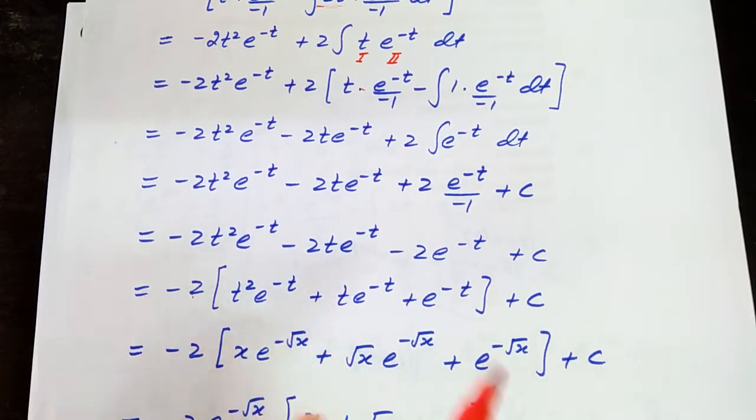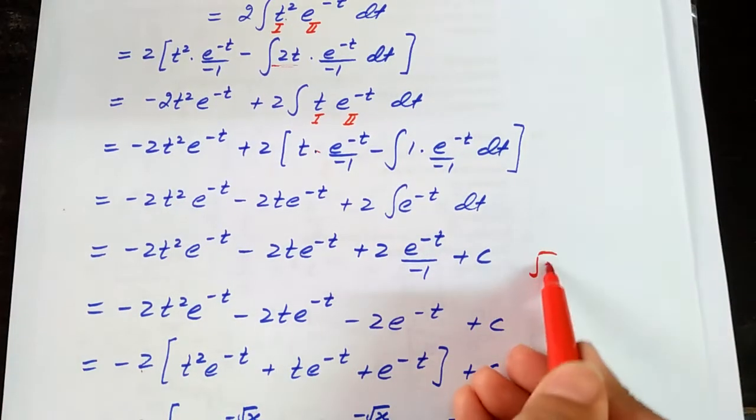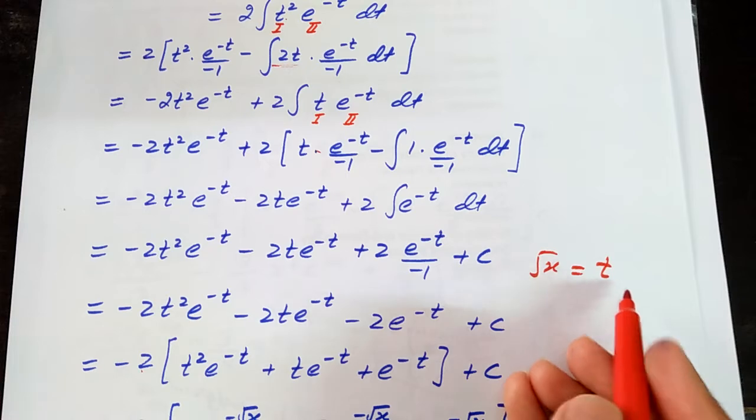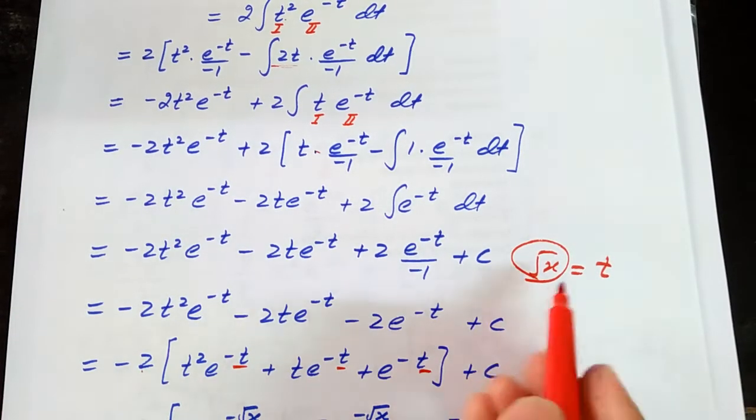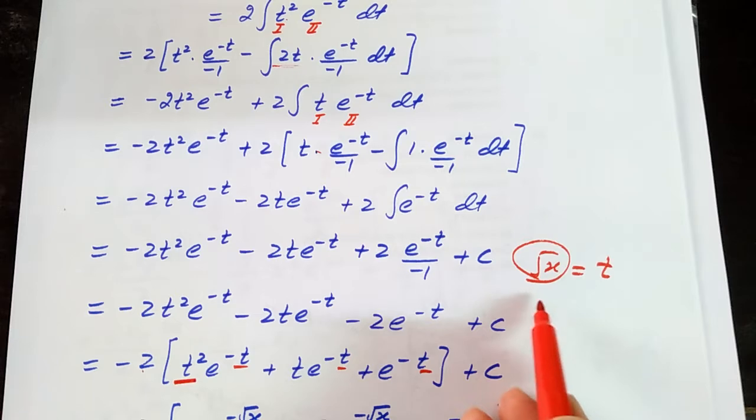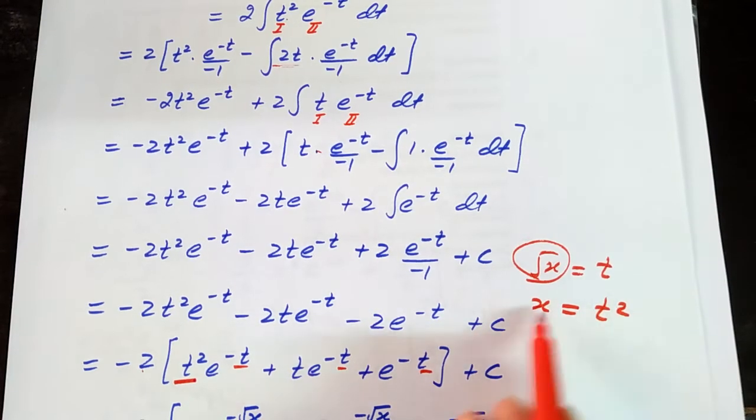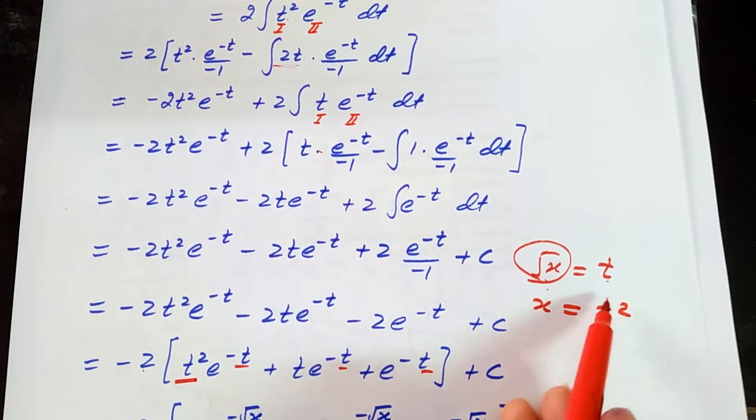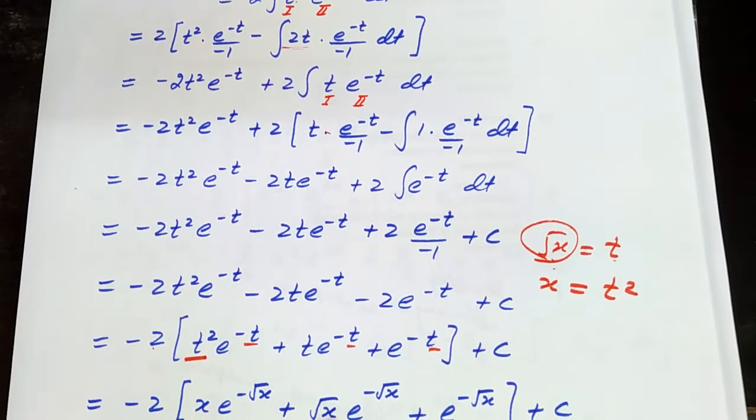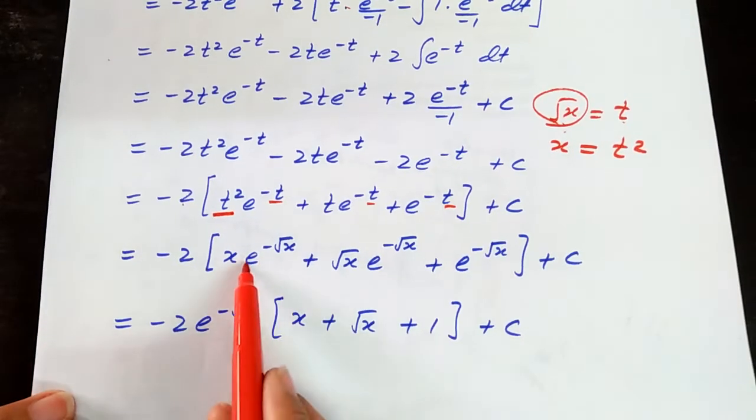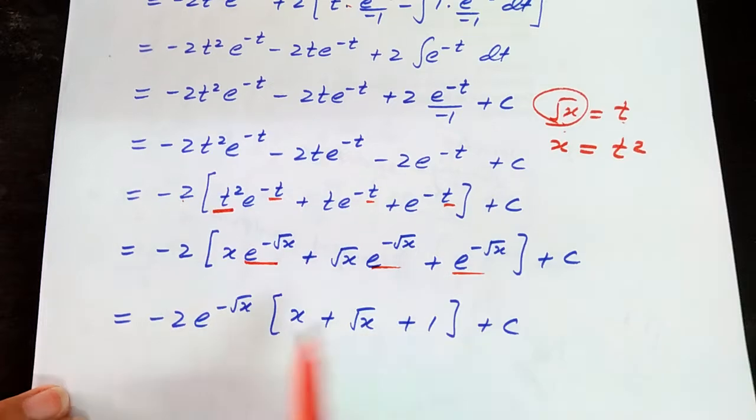Replace t with x. We know that we let under root x equals t. So in place of t, just use under root x, and in place of t square, we will replace it with x, because by taking square on both sides, we'll get x equals t square. So substitute back the values, and take e raised to power minus under root x common, we will get this answer.